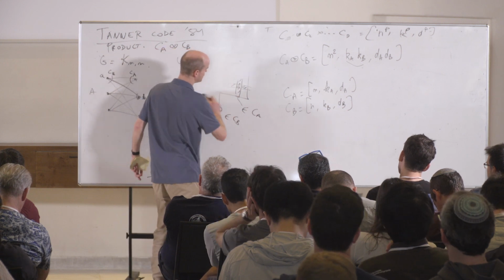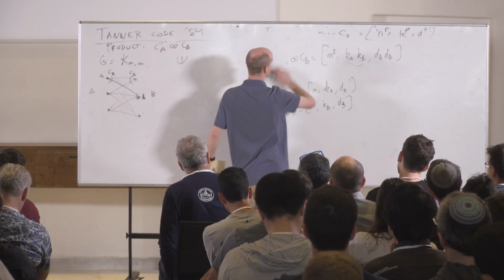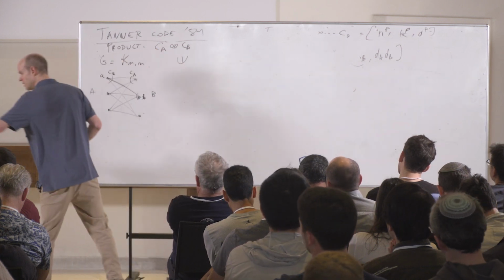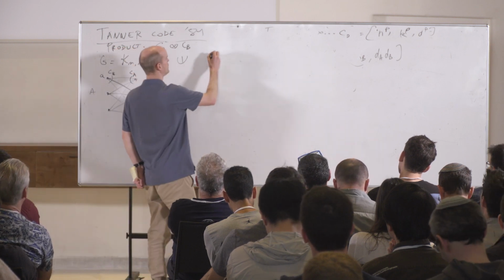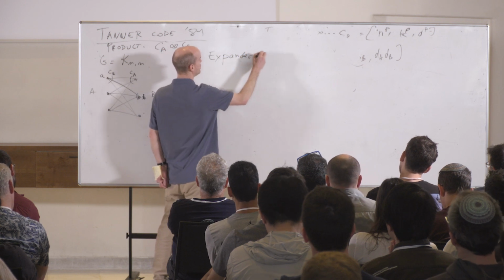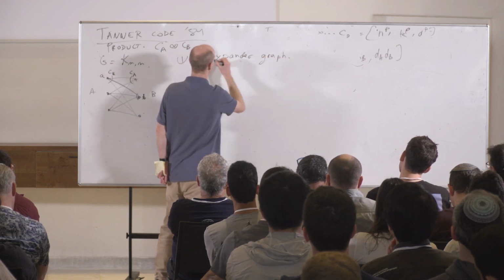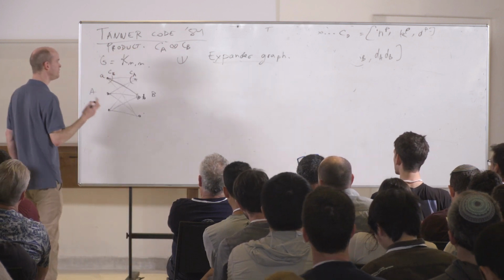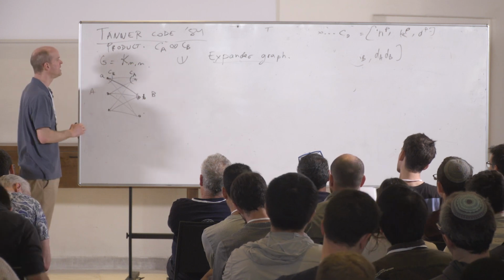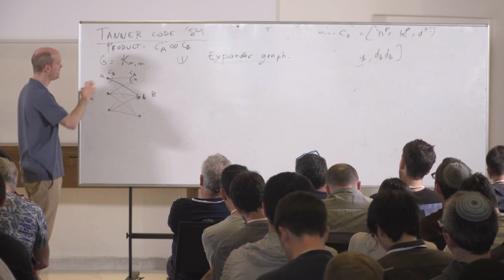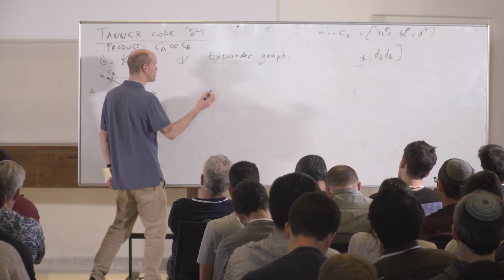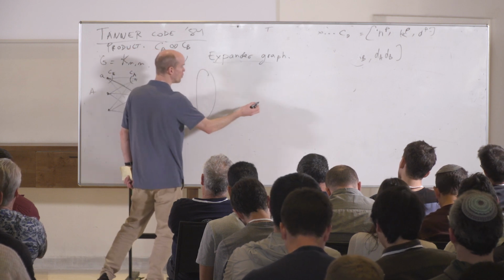And the way I do that is by taking something called an expander graph. So what I want is to replace this complete bipartite graph by an expander graph. I will not define in detail what this means, but the main property I need is that it behaves in the same way as this one. In which sense? What is the property that I want?